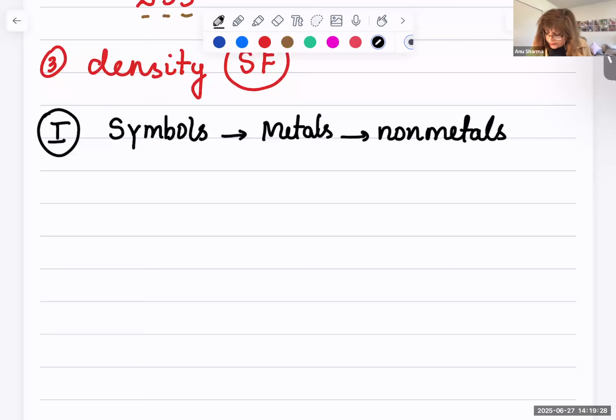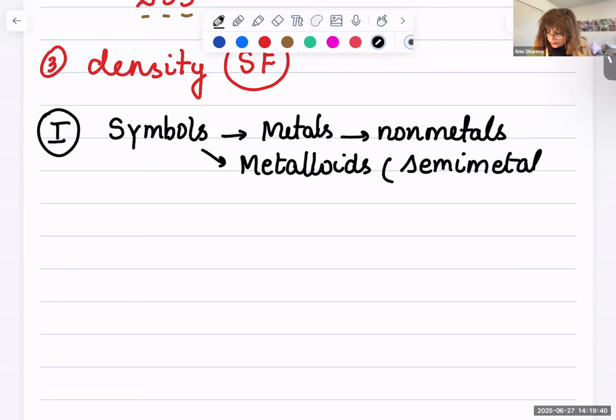And the metalloids are also called semi-metals. Metalloids are also like half metals. So some characteristics they will have of the metals. So know those symbols. Know the placement. Know the placement based on the period, right?